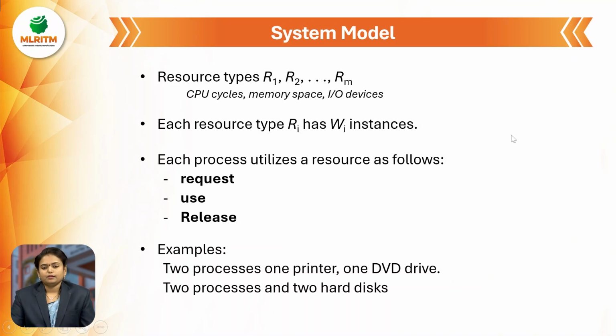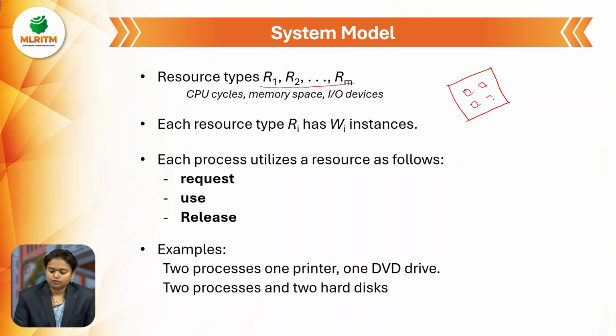Next is the system model. In the system model, mainly we have resources like R1, R2, R3 and so on up to Rm. These are the resource types. A resource is represented in the form of a square, and inside it we have dots. Here we have four instances. This is resource type R1, which has four instances inside.